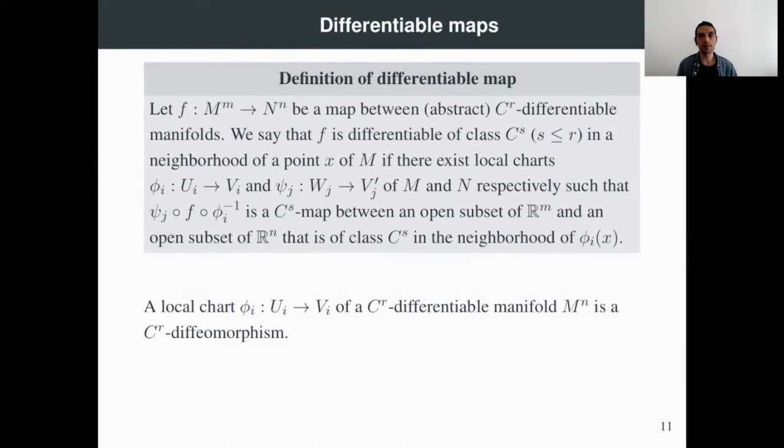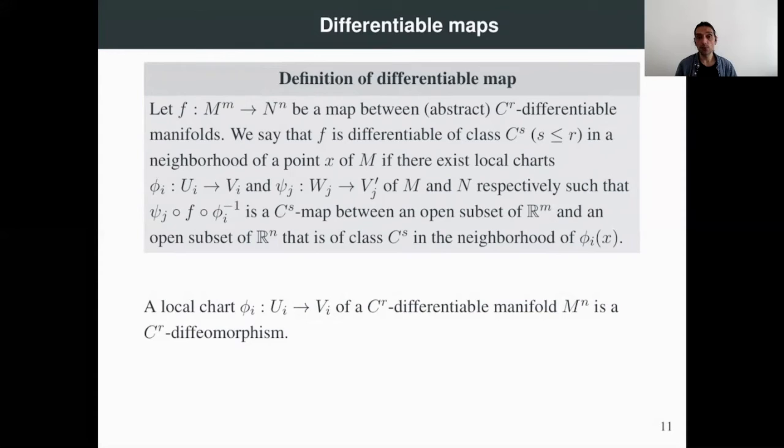A local chart, phi sub I, of a CR differentiable manifold is going to be a CR diffeomorphism. Notice that the domain of the local chart is an open subset of our manifold M, whereas V sub I is actually an open subset of a Euclidean space that has a differentiable structure. So we can ask whether or not this map is actually a CR differentiable map, or even a diffeomorphism, because this map is actually a bijection, it's a homeomorphism.